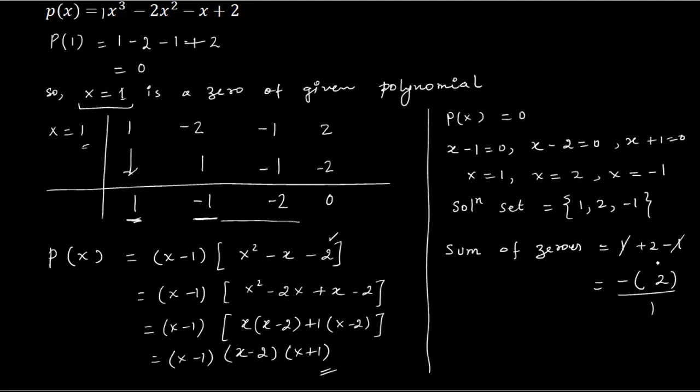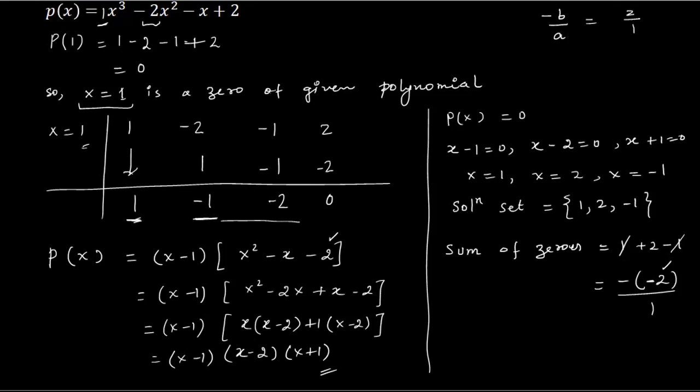We can see negative 2 is the coefficient of x square, and 1 is the coefficient of x cube. So if we find negative b over a, negative b is 2 and a is 1. So this is 2, and here the sum is also 2. So our answer is correct.